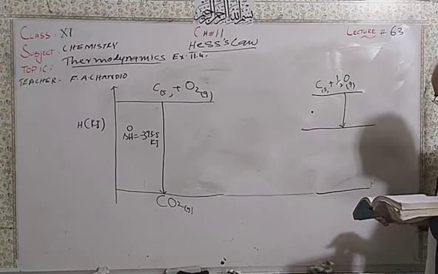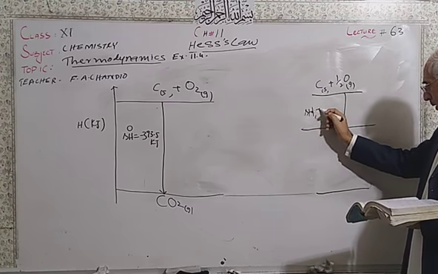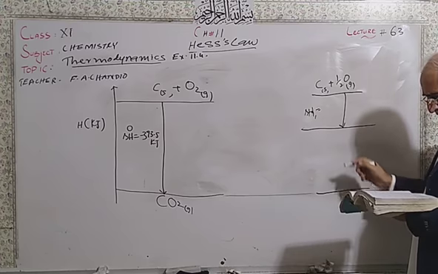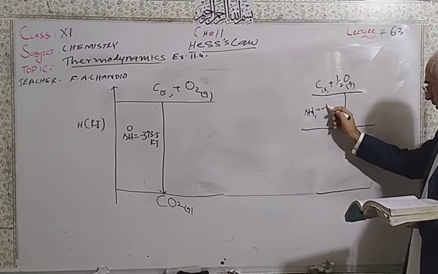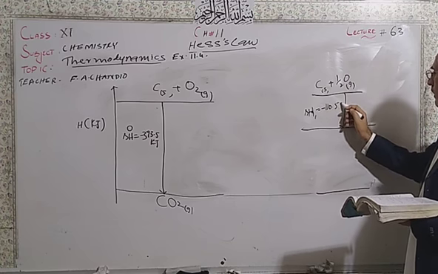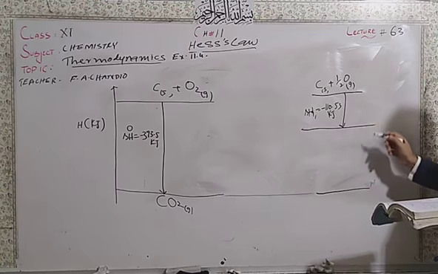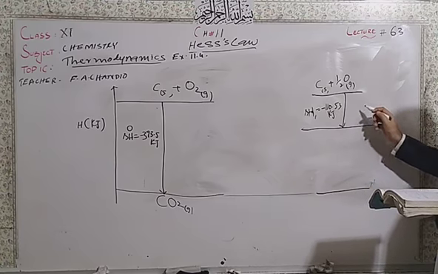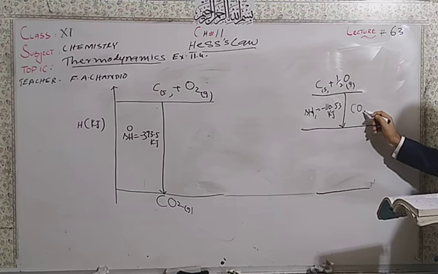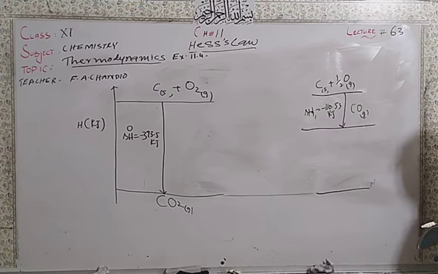Again, exothermic reaction. So this is the delta H1. Delta H1 will be minus 110.53 kilojoules, and this changes into carbon monoxide gas. This change into carbon monoxide, this is the delta H1.